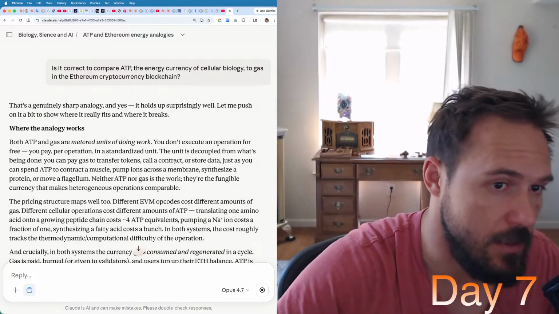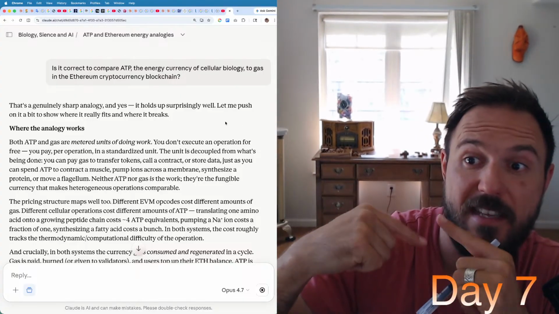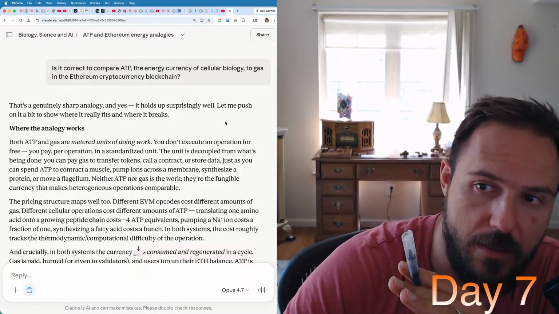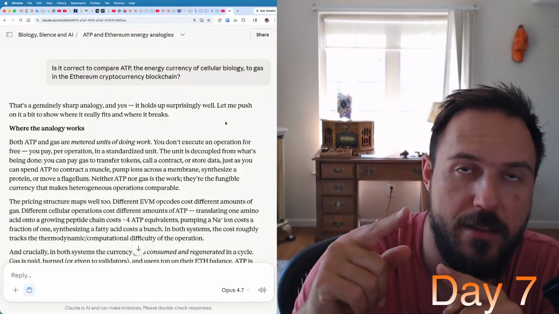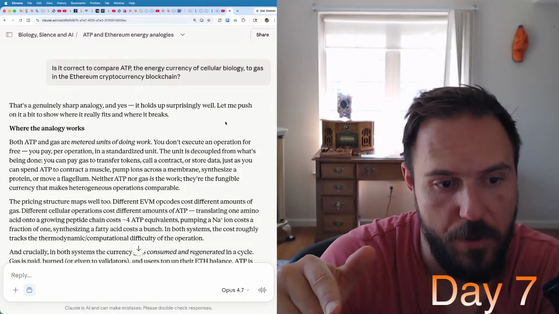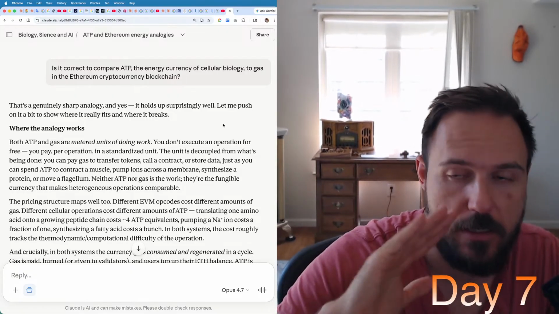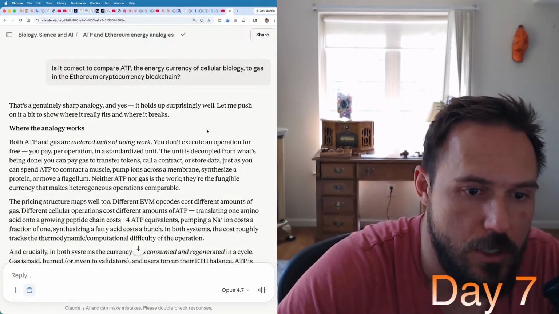I would guess that it breaks because it's not a cycle, right? You need gas, you spend it, and with ATP and ADP, it's a cycle. ADP, ATP, ADP, ATP, and mitochondria put it back. And gas is just kind of one way. You pay, you put a transaction in the chain, and you move on.